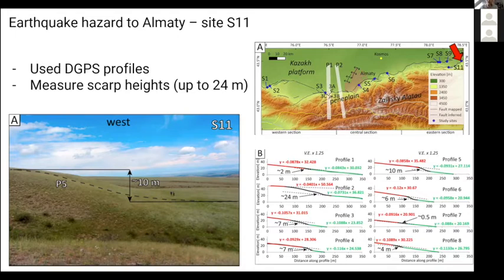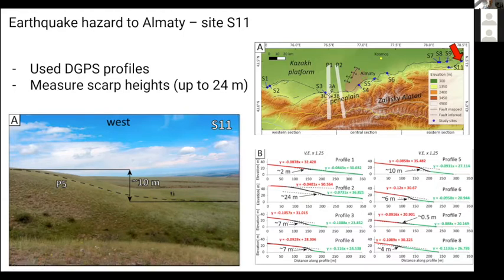to measure profiles along these fault scarps, and we found offsets between 2 and 24 meters. So some fault scarps were small, so perhaps single event earthquakes, and some were really large and probably record fault motion in many different events.